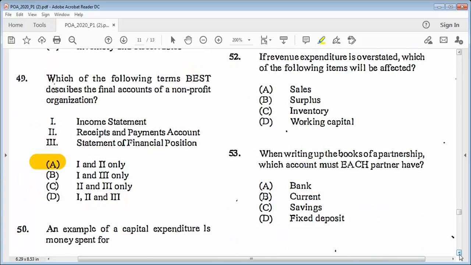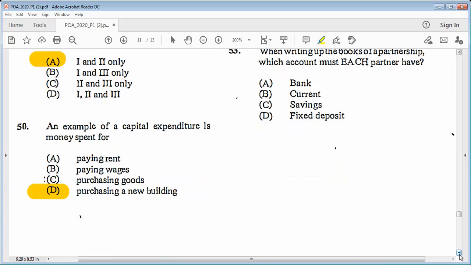Going back to question 50, why did we select D? As we know, capital expenditure is when a business spends money to buy or add value to a fixed asset. So I should have included that in 50. Capital expenditure is when a business spends money to buy or add value to a fixed asset.